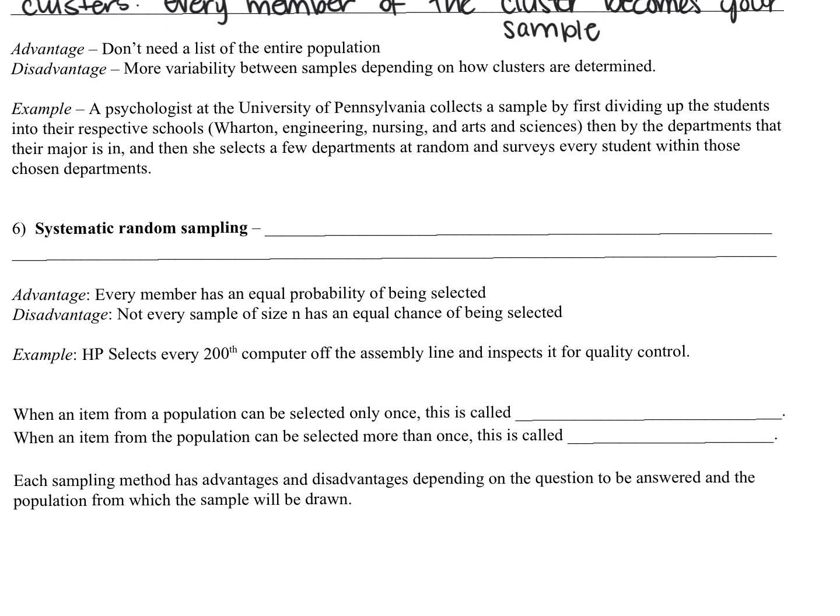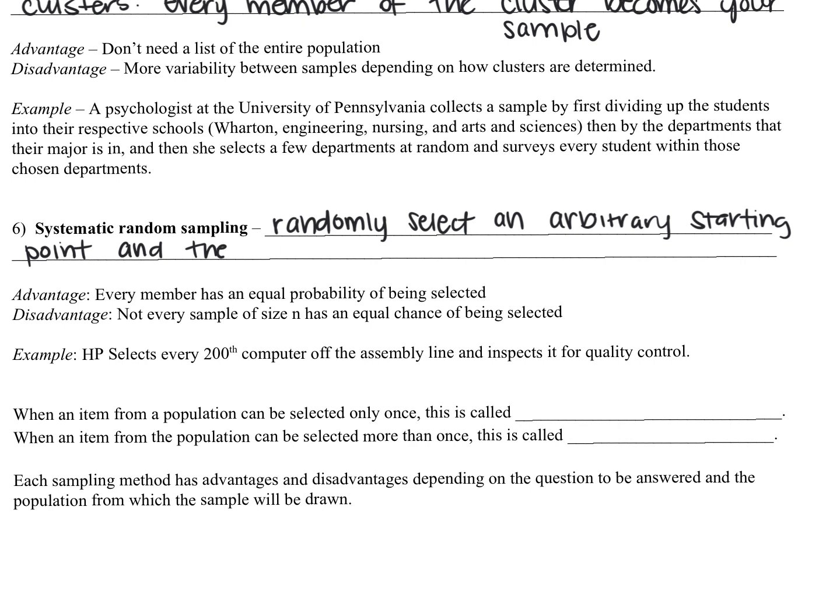The last one is called systematic random sampling. So for systematic, you randomly select an arbitrary starting point and then select every case member of the population.